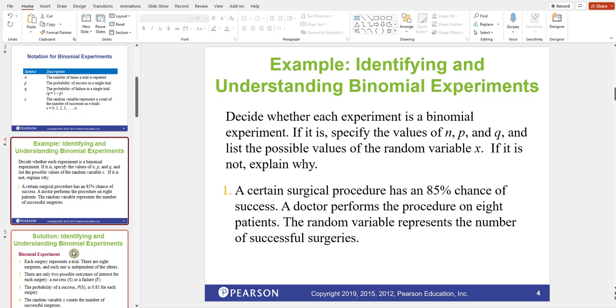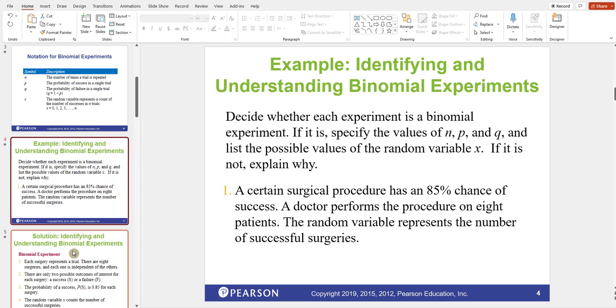So we're going to look at these examples and we're going to determine whether or not it's a binomial experiment. And if it is, we're going to specify the values N, P, and Q. And then we're going to list all the possible values of the random variable X. If it's not a binomial distribution, we're going to explain why.